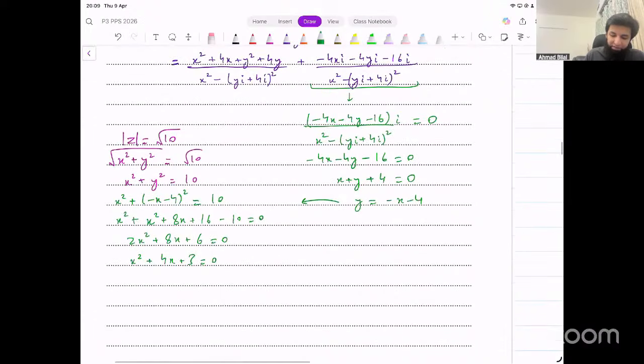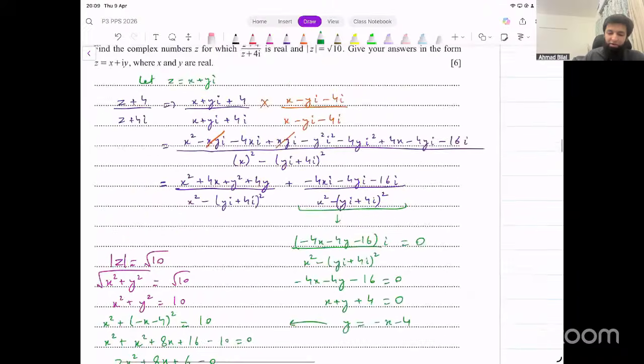Can we factorize this? When you factorize this, I think you're going to get x squared plus 3x plus x. That will give you (x plus 3) into (x plus 1). That will be the factorized form that you end up getting. And then x equals negative 3 or x equals negative 1 from here.